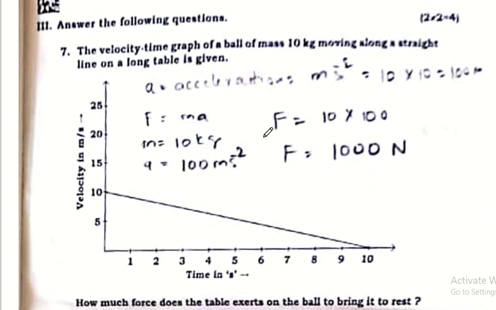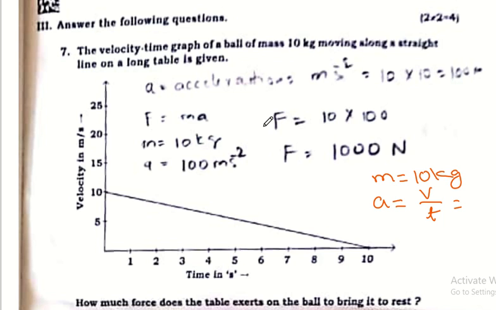The velocity-time graph of a ball of mass 10 kg moving along a straight line on a long table is given. The mass of the ball is equal to 10 kg, and here we have to find the velocity and time. So acceleration is equal to change in velocity divided by time taken. That is the difference in velocity we have to find out. Here the acceleration is equal to the initial velocity and the final velocity.